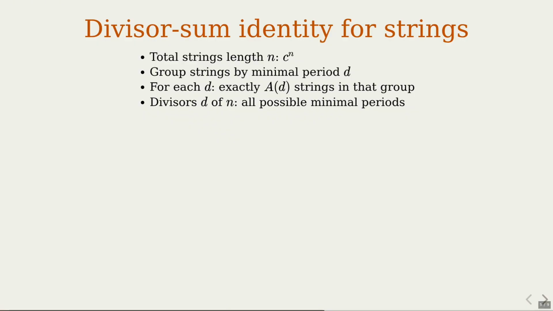Since any period length has to divide n, we only need to consider divisors d of n when we add up these groups. This equation states that the easy total C to the n is obtained by adding up the contributions from each minimal period d. This gives us a textbook divisor sum, ready for Möbius inversion.